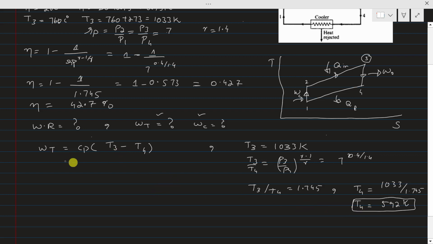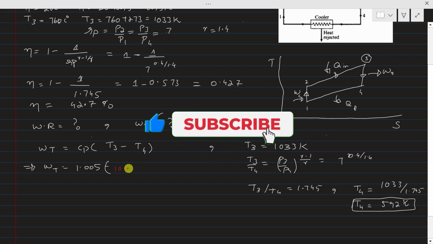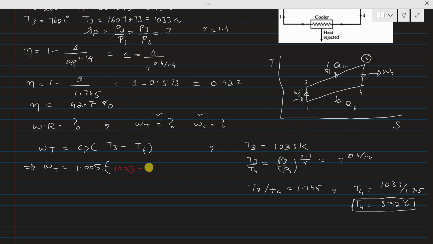That is required to find the work delivered by the turbine. So here Wt is equal to Cp, which is 1.005, times T3, which is 1033, minus T4, which is 592. After doing the calculations on the calculator, you will get the work delivered by the turbine, that is 443.2 kilojoule per kg.